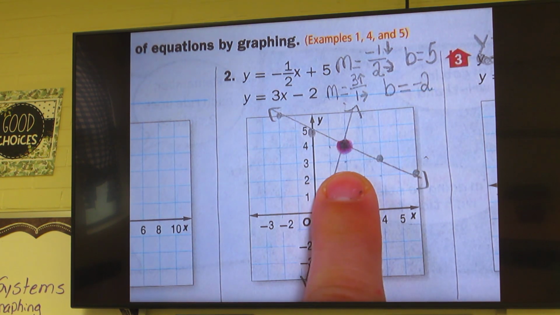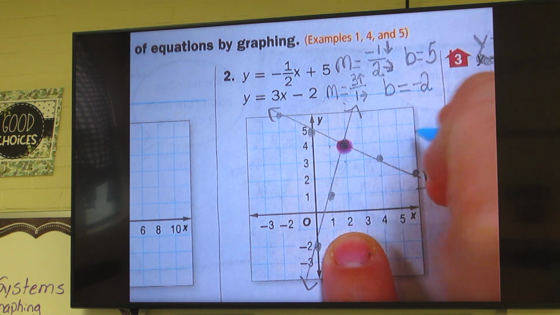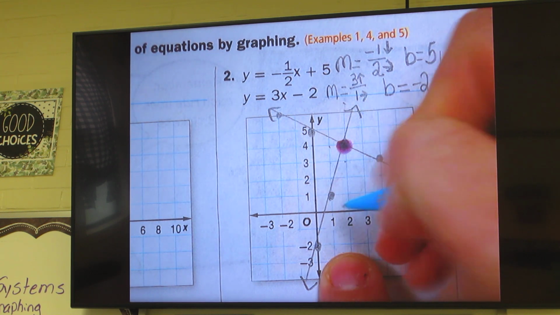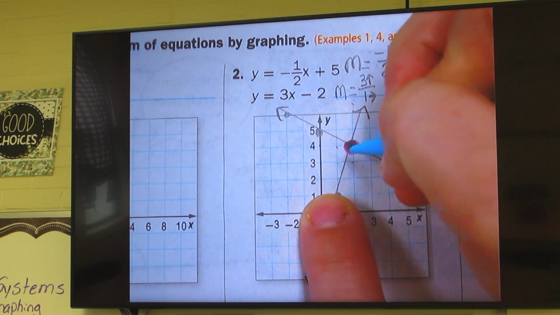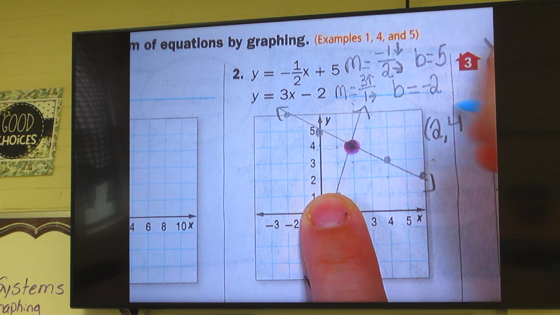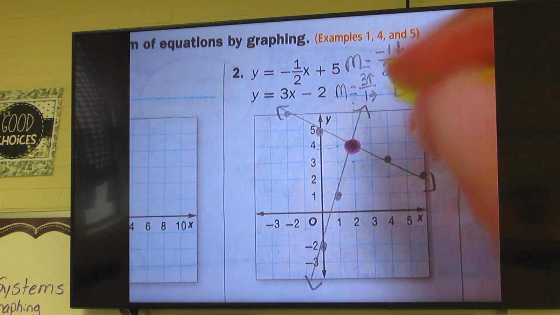And so that point is my solution to the system. So I need to know the x value of that point, which if I follow down to the x-axis, that is 2. And the y value of that point over the y-axis is 4. So my solution to that one is (2, 4).